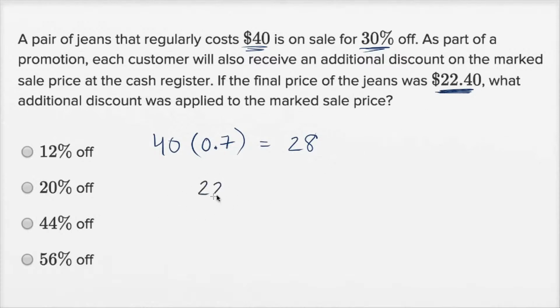Well, to figure that out, we can just divide. We can say, well, what fraction of 28 is $22.40? $22.40 divided by 28. Well, this is going to be equal to, let's see, 28. Actually, you could even rule out. Well, I'll do the arithmetic right over here.